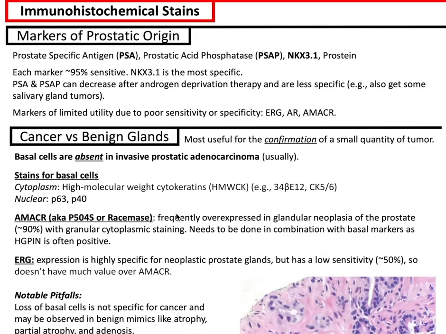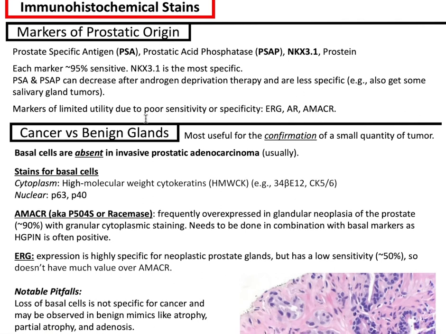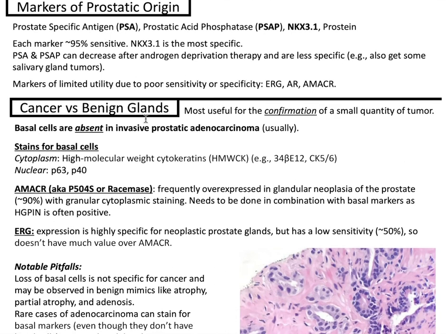Immunohistochemical stains. So markers that suggest prostatic origin are prostate-specific antigen, prostatic acid phosphatase, PSAP, and NKX3.1, as well as prostein. For our institution, we mainly use NKX3.1 because it is the most specific. And furthermore, PSA and PSAP can decrease after androgen deprivation therapy and are less specific. And it could also stain some salivary gland tumors. There are markers that have limited utility due to poor sensitivity or specificity, including ERG, AR, AMACR.